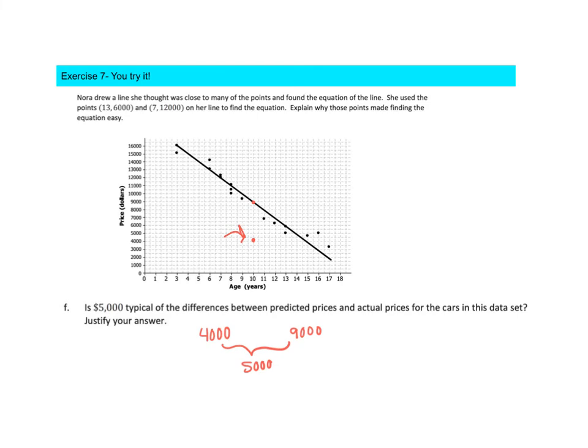Maybe it was a special edition car. Maybe they don't make these cars anymore, right? So this is not typical of our answers in our data set. Most of our values are a lot closer to this line, you'll see. They're right off the line. The only one that's further away is this big outlier for the 10-year-old car. Okay? So I'm just going to write this as not typical. That was an outlier.